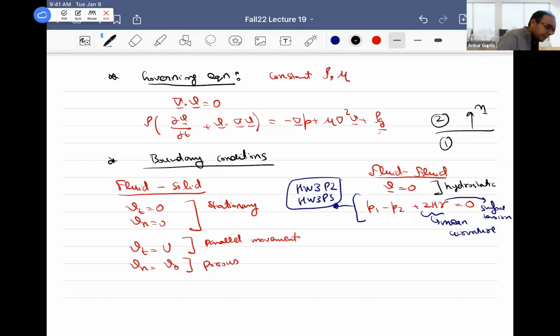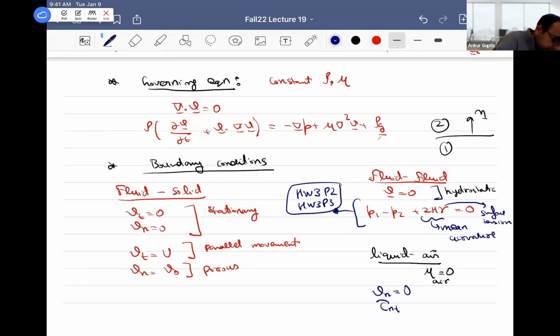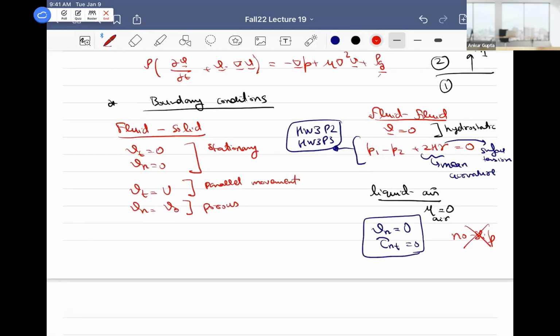Then, if we have a liquid air interface, then we assume viscosity is 0 in the air phase, mu air, and then basically Vn is equal to 0. There is no penetration, and tau NT is equal to 0. Note that there is no slip here. No slip is not valid in this case, or many students apply that by mistake. No slip is not applied in that case, so you use that.